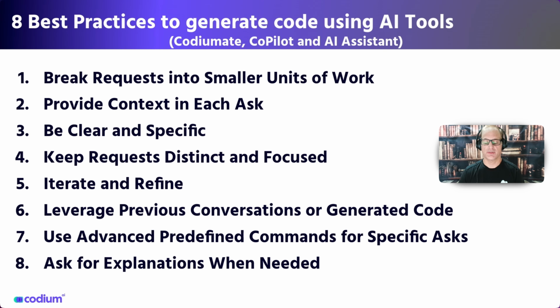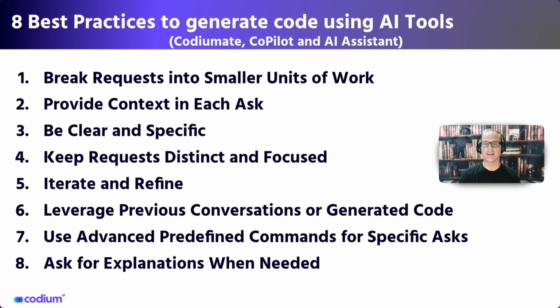I'm going to use 3 different examples, and I'm going to use 3 different AI plugins: Codiumate, Copilot, and AI Assistant. Let's begin. Number 1, we're going to break the request into smaller units of work. AI coding assistants perform best when handling focused, specific tasks.